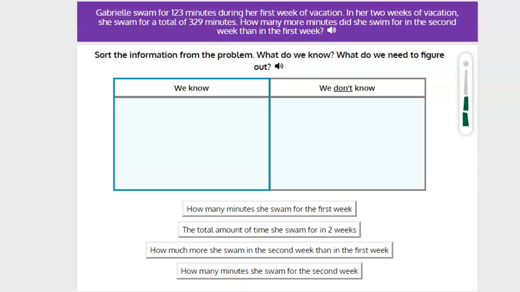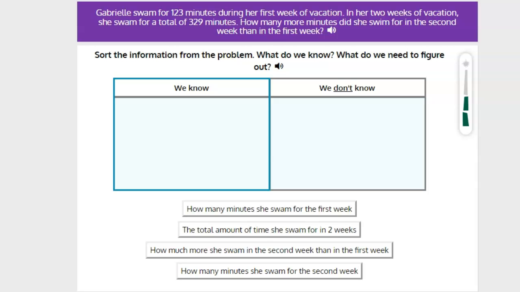Gabrielle swam for 123 minutes during her first week of vacation. In her 2 weeks of vacation, she swam for a total of 329 minutes. How many more minutes did she swim for in the second week than in the first week?